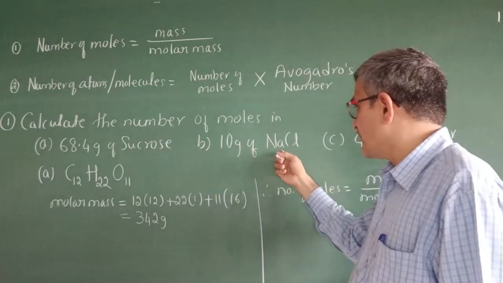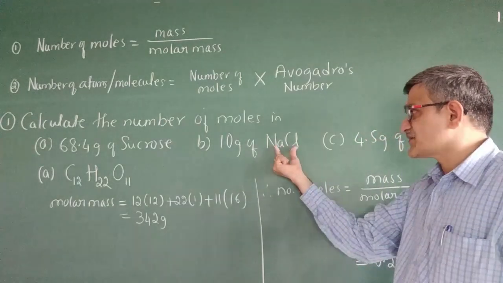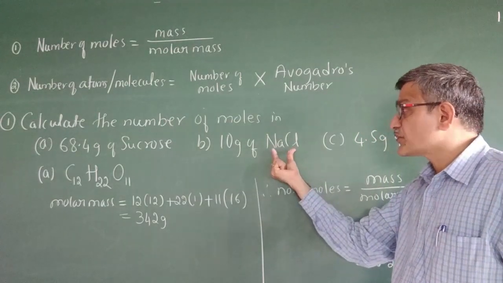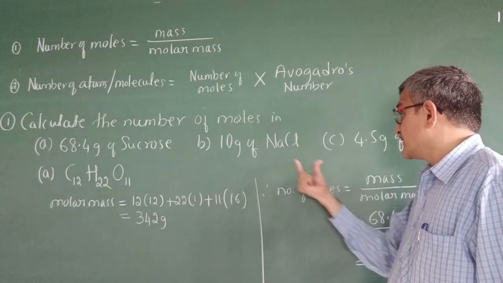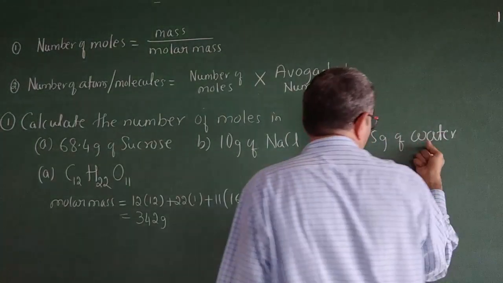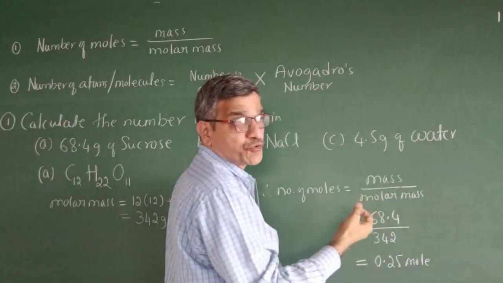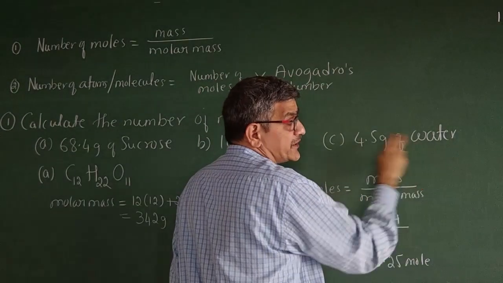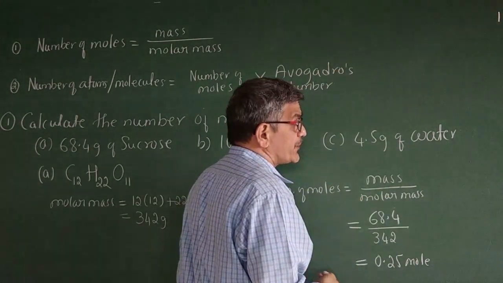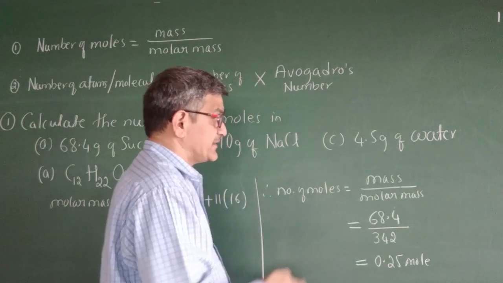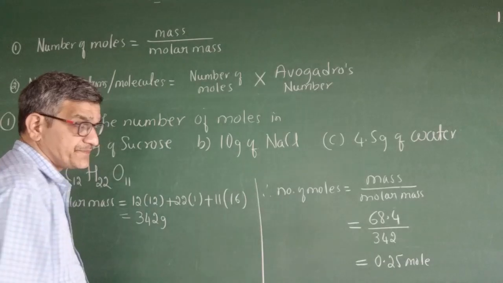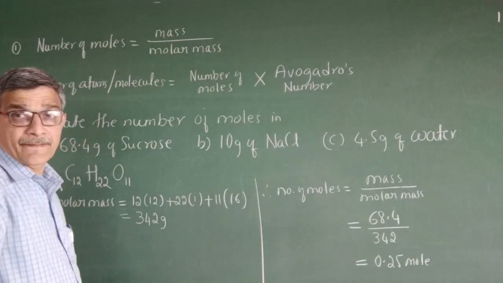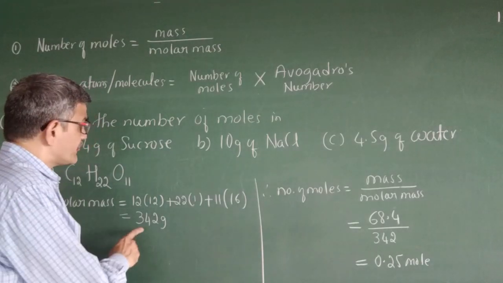So for 10 gram of sodium chloride, use the atomic masses as before. So you will know how to calculate the molecular mass. Okay. Then 4.5 gram of water. Water formula is H2O. So you have to get the molecular mass or molar mass of water. Then you have to calculate the number of moles by this method. Okay. I hope you have followed this.